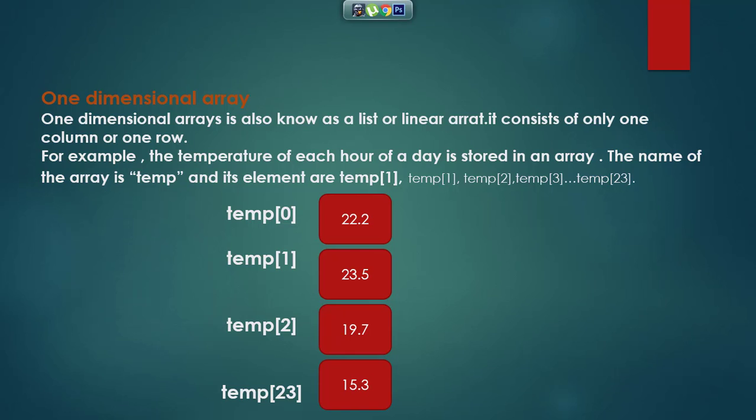For example, the temperature of each hour of a day is stored in an array. The name of the array is temp and its elements are temp[0], temp[1], temp[2] up to temp[23]. Here temp[0], temp[1], temp[2] and temp[23] are the positions of the elements in the array, and these are the elements of the array. 22.2 is a temperature, an element of the array.